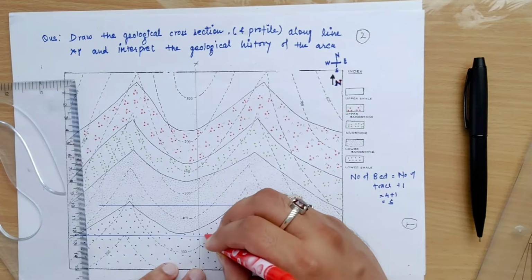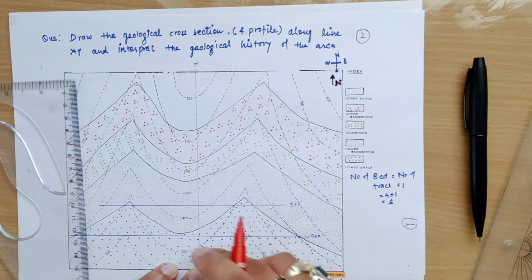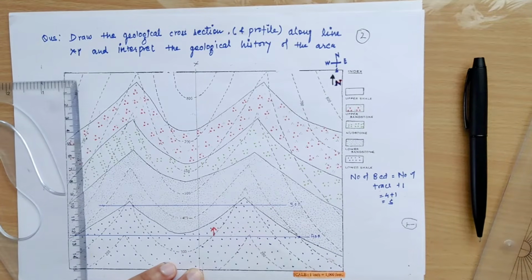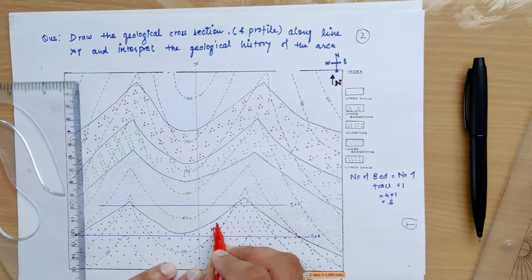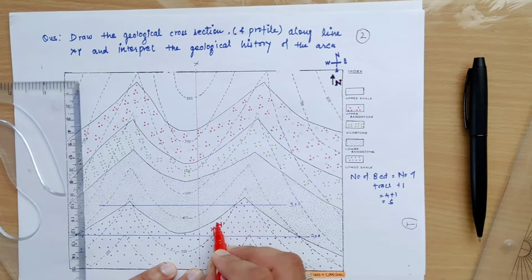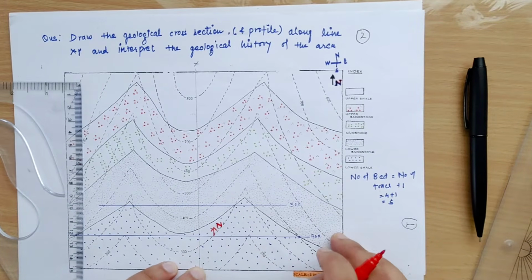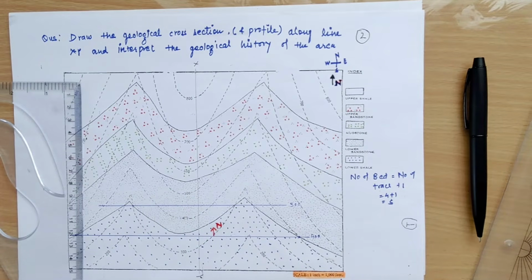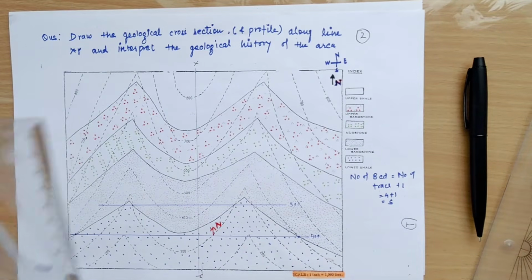So the dip direction will be north-south. This is the strike line and dip is always perpendicular to the strike line. So this is the direction of dip and this is north. So the beds are north dipping and they are striking east-west. Then we have solved the problem of direction of dip.